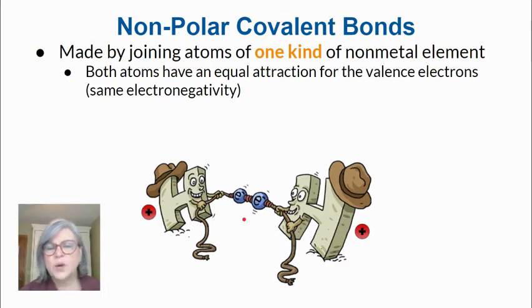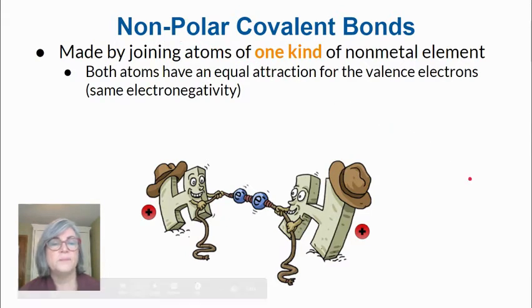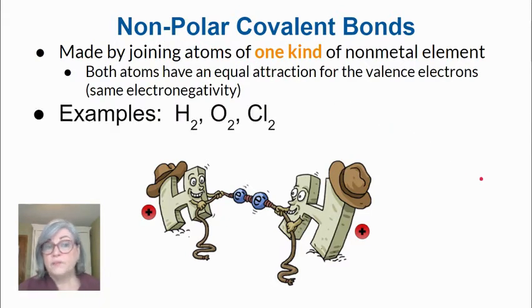And so you can see we don't have a positive and a negative end. We don't have opposites. Both ends are neutral. And so this is what we call a nonpolar covalent bond. The way we would write the formula for this is H2.